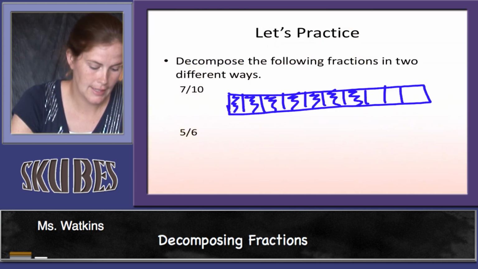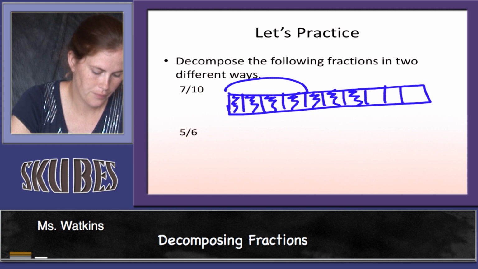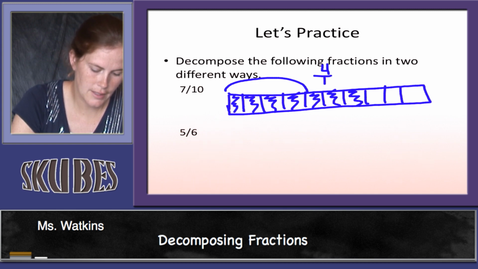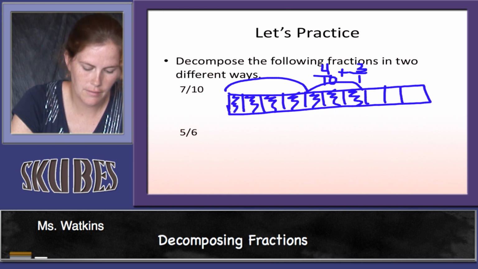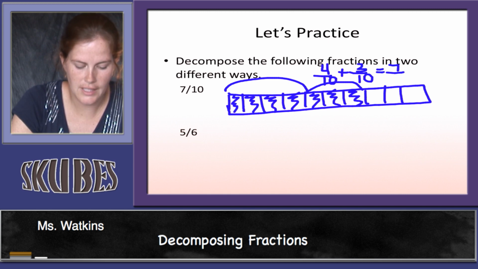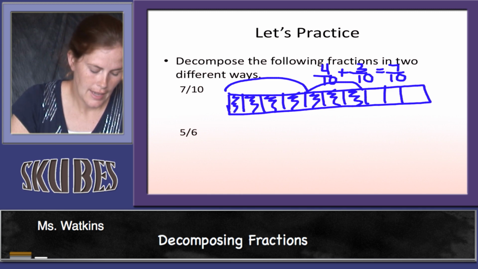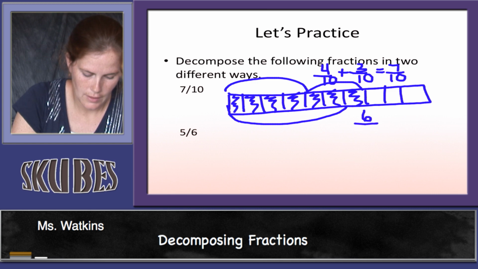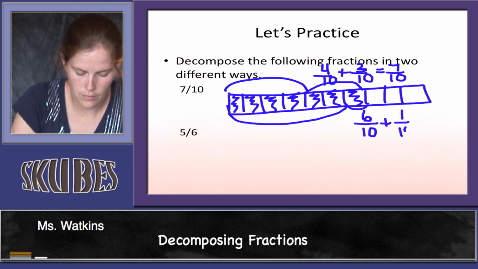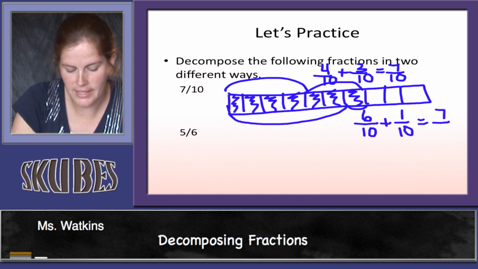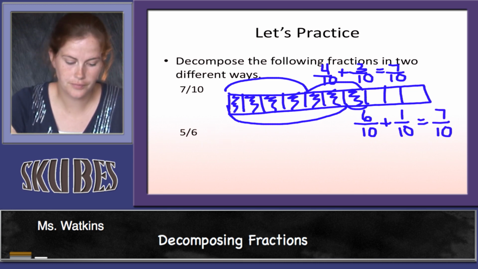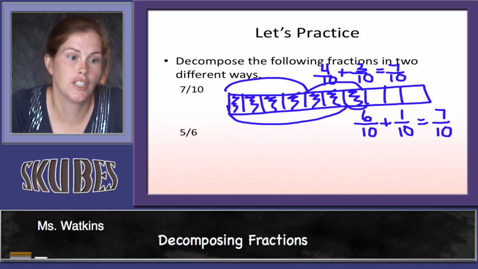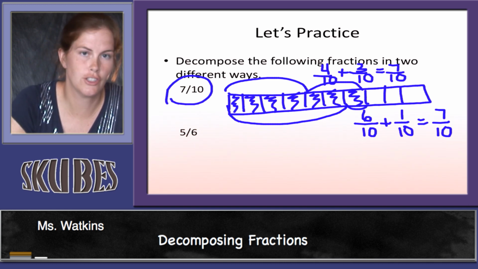Let's see, I could take 4/10 plus 3/10. That equals 7/10. I could also say 6/10 plus 1/10, which equals 7/10. The sum of the fractions needs to add up to the total fraction you had.